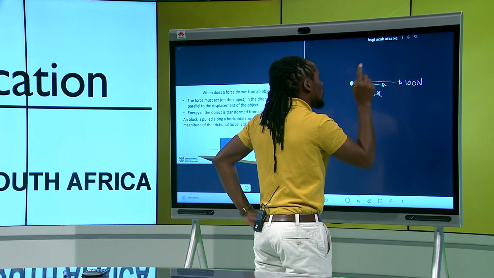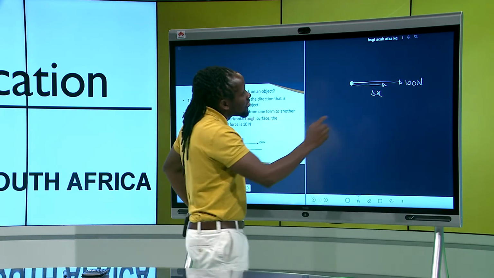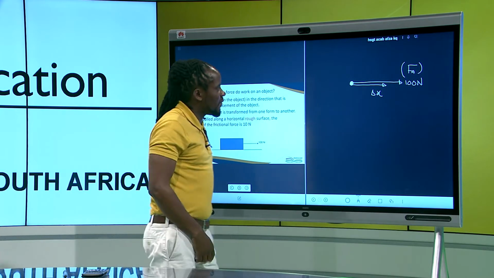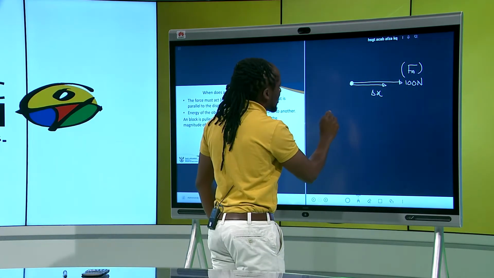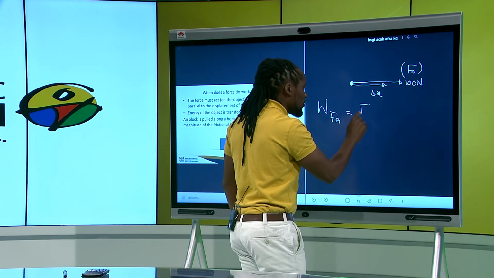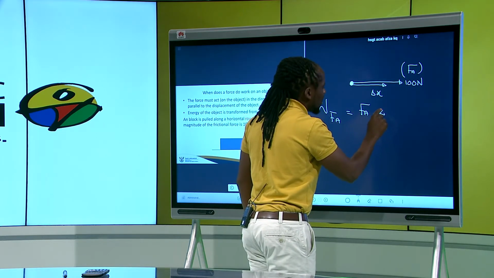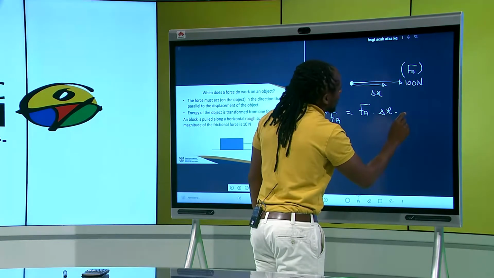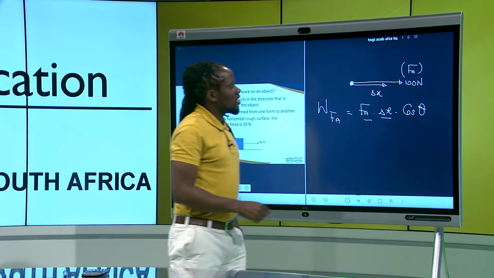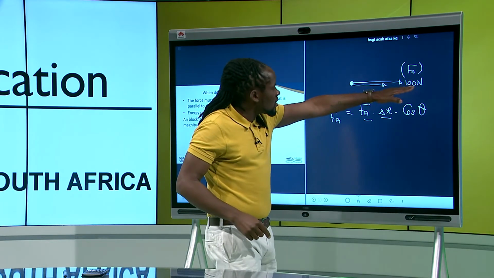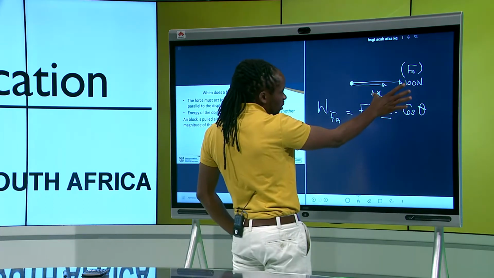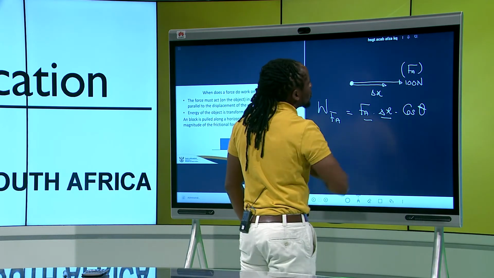Right. Now, you'd realize that the applied force as well as the displacement are actually in the same direction. So we are going to say that the work done by the applied force equals the applied force itself multiplied by the displacement of the object multiplied by the cosine of the angle between these two vectors. If the displacement is in the direction of the applied force, it simply says to us that the angle between these two vectors is equal to 0 degrees.